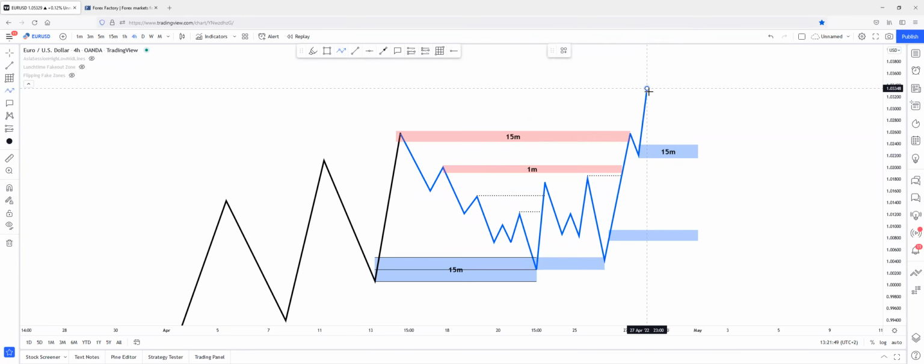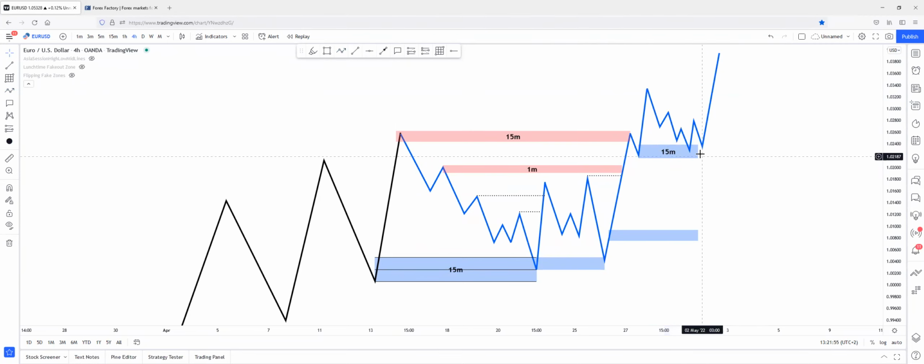So if this happens, you'll wait for a 1-minute confirmation inside of this zone. And if a 1-minute change of character happens here, you'll be entering a concatenation trade based on a 15-minute and 1-minute change of character. Okay, so this is the first scenario.